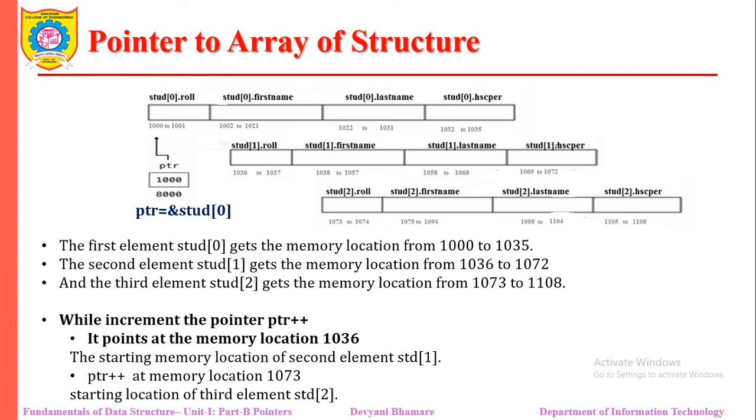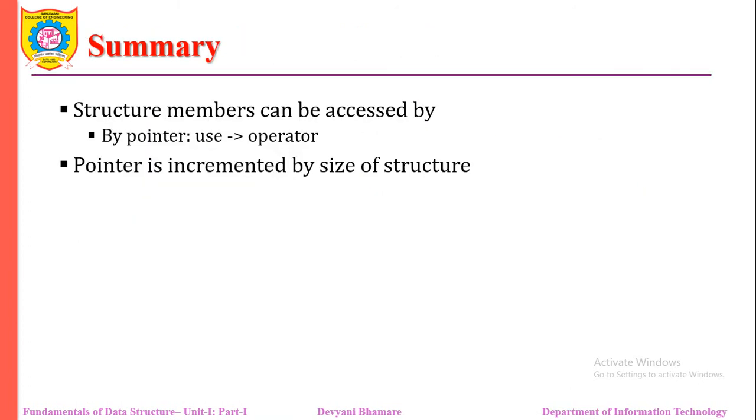So dear student, I hope you understand how we access the structure members by using a pointer. We use the arrow operator. If we have an array of structure, in that case the pointer is incremented by the size of the structure.